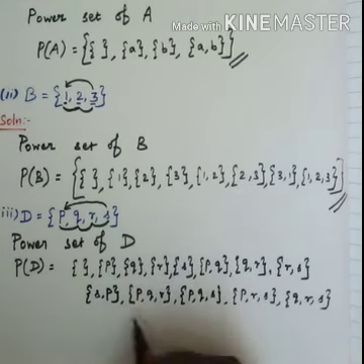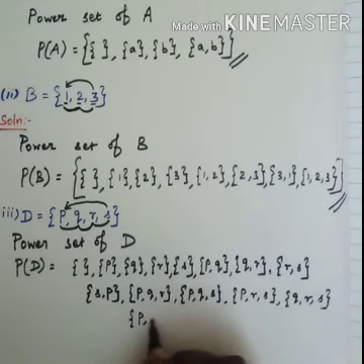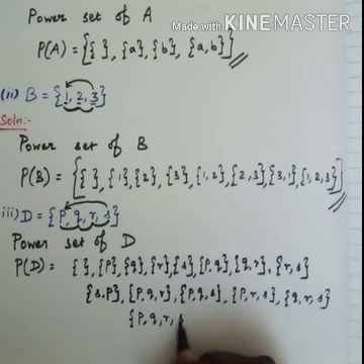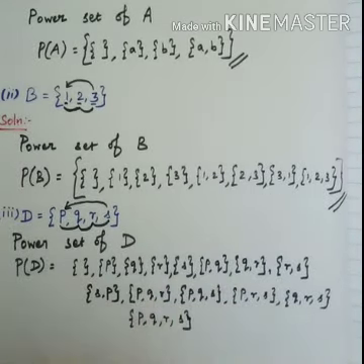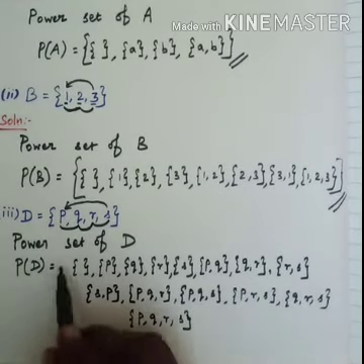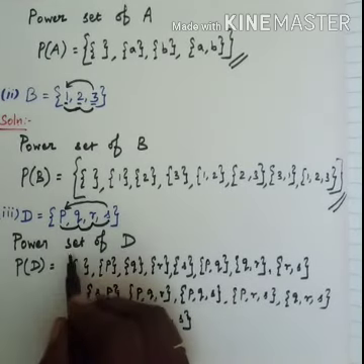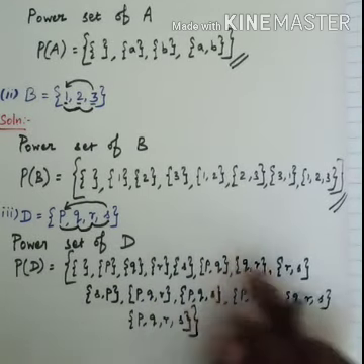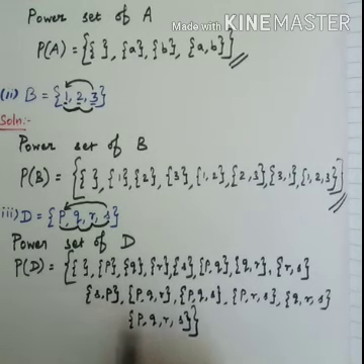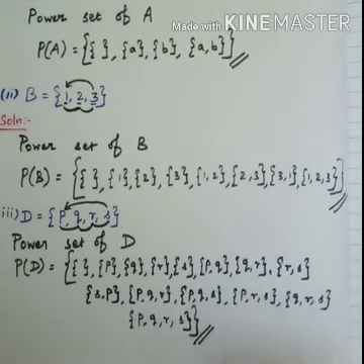Now we have to write all the four elements: P, Q, R, S. So these are the subsets of the set D. Power set is nothing but the set of all subsets. So cover these subsets by the set bracket. This is the power set of D.